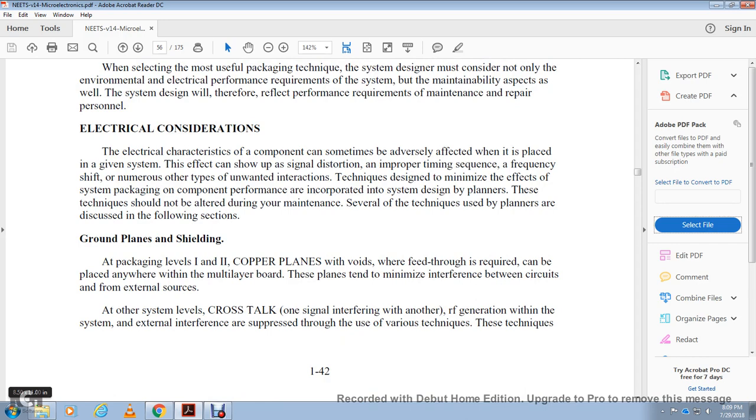All right, packaging levels 1 and 2. The copper plane will avoid the feed, and can be plated anywhere within the multilayer board. These planes tend to minimize the interference between circuits from external sources. The other system levels are called crosstalk, where one signal interferes with another. The radio frequency generation within the system and the external interference are suppressed through the use of various techniques.